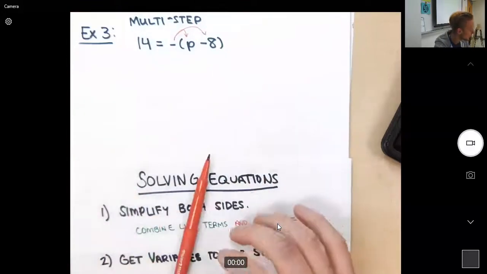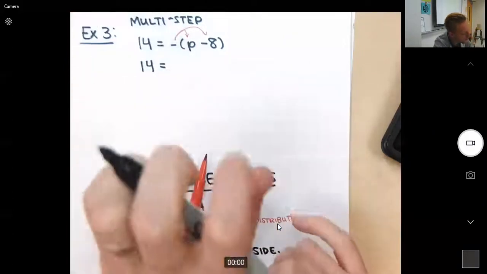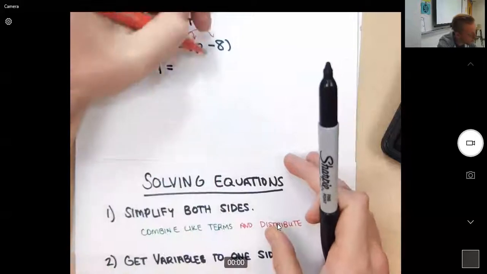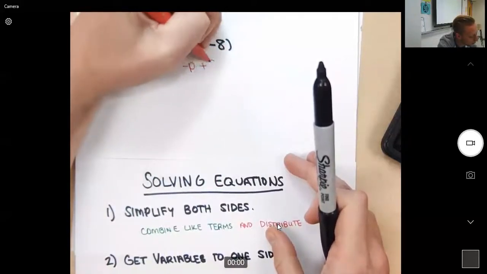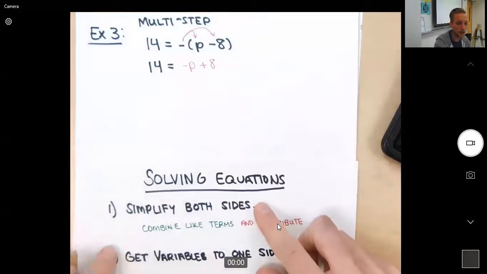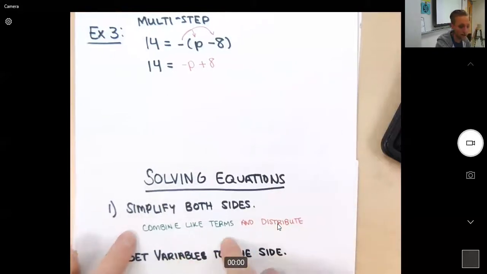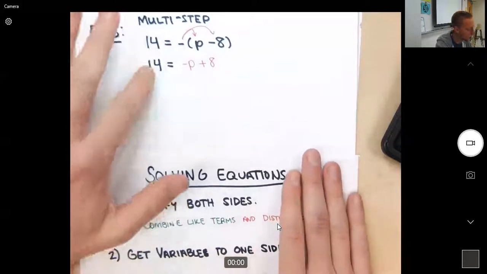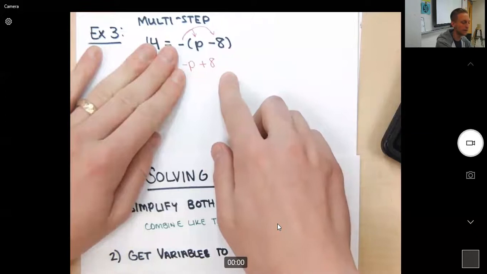So what I'm going to get is 14 is equal to negative 1 times p is negative p. Negative 1 times negative 8 is a positive 8. Okay. Now, even after we distribute, we need to check again, are both sides simplified? Because we might have to combine like terms now. So we already know 14 is. Is this simplified? Yeah, there's a p here. There's not one here. We're good to go.